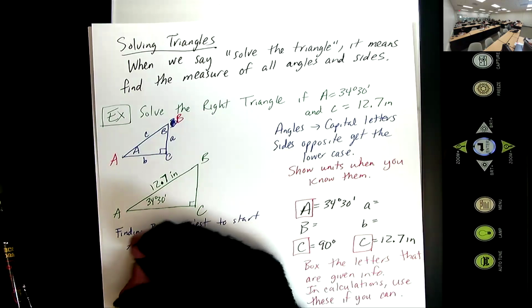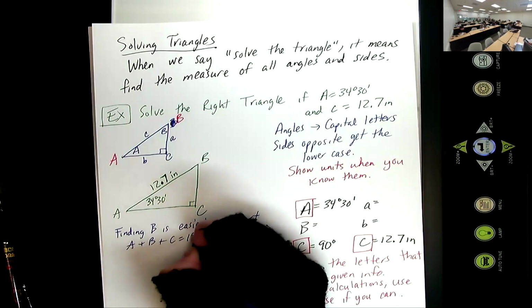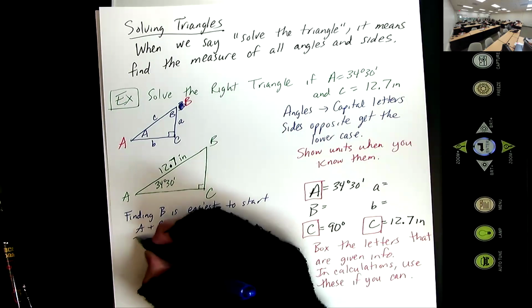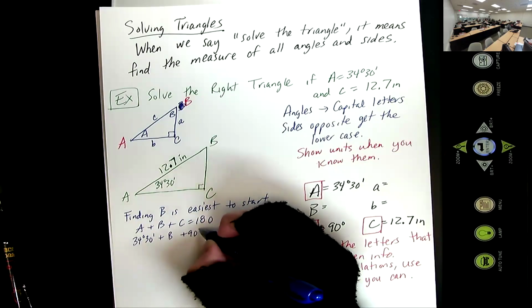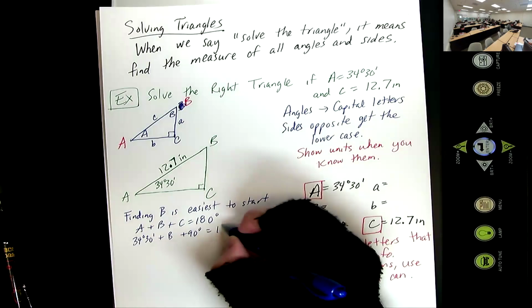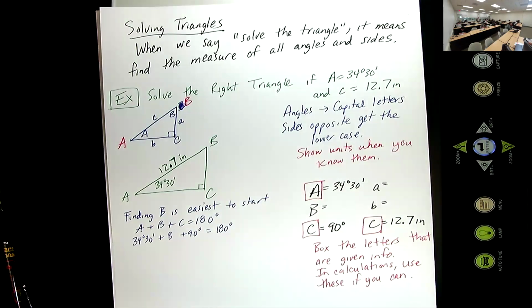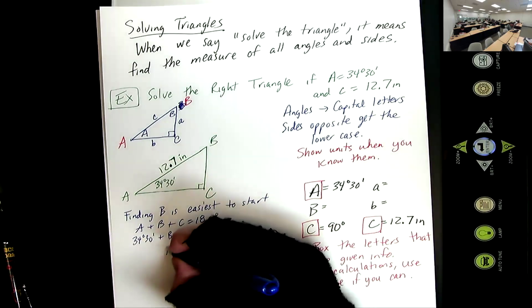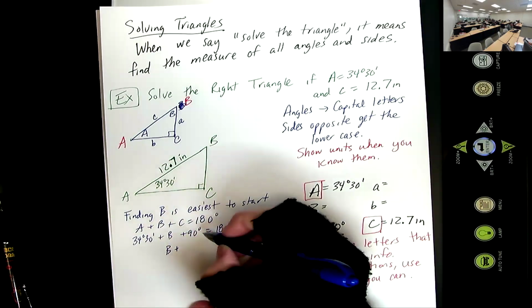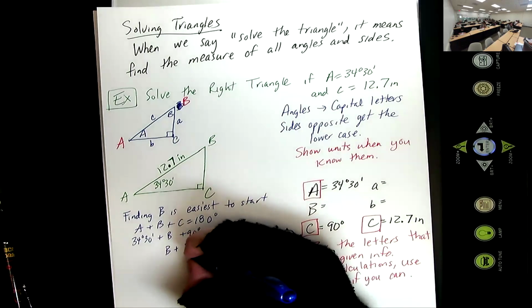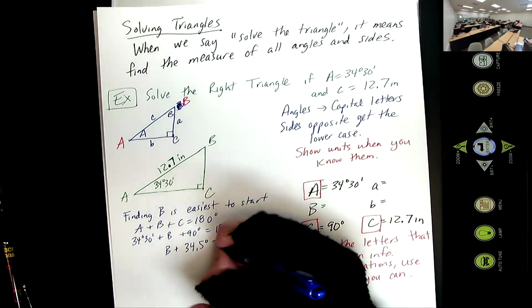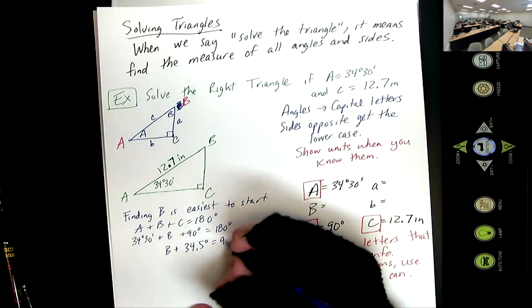We know that A plus B plus C equals 180. And we have 34 degrees, 30 minutes, plus B, plus 90, equals 180. If I subtract the 90, that's not bad. What is 34 degrees, 30 minutes in terms of decimals? 34.5. I'm going to write that for now, because I'm not a big fan of the minutes, and I don't think you guys are either.